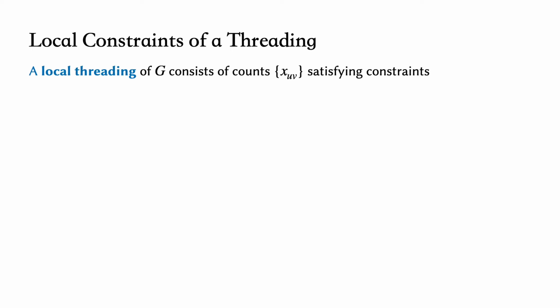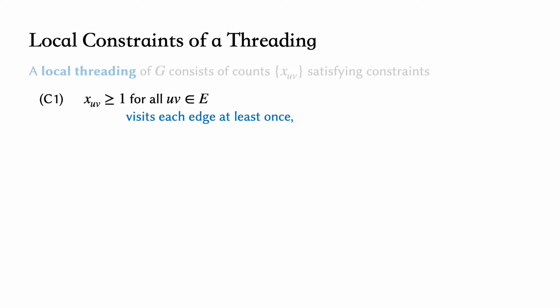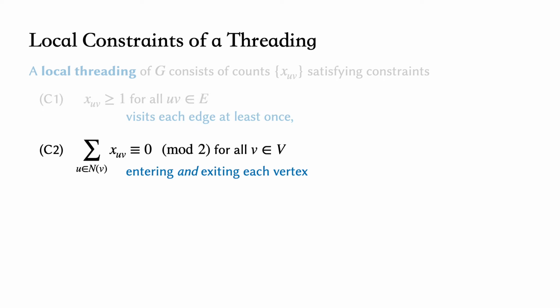Okay, let's discuss the per vertex and per edge properties that our threading must satisfy. A local threading of a graph consists of a set of edge counts. So recall that a count of an edge is the number of visits the walk makes to the edge. These set of edge counts must satisfy 4 constraints. First, each count must be greater or equal to 1, since each edge must be visited at least once.